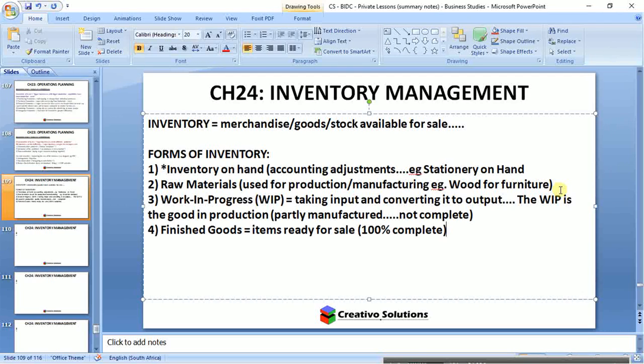Are all of those items inventory? Yes. So what is this looking at? It's looking at the different forms of inventory. Inventory just isn't inventory. Inventory could be work in progress, inventory could be inventory on hand, inventory could be finished goods or even raw materials.